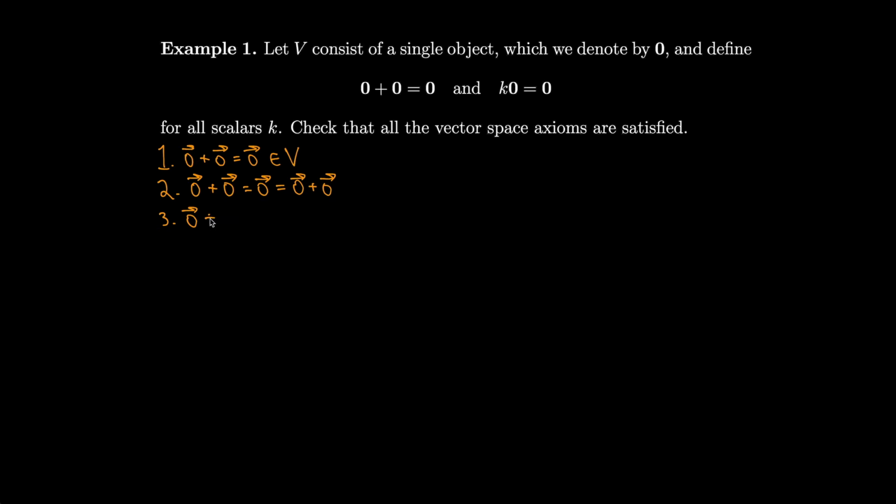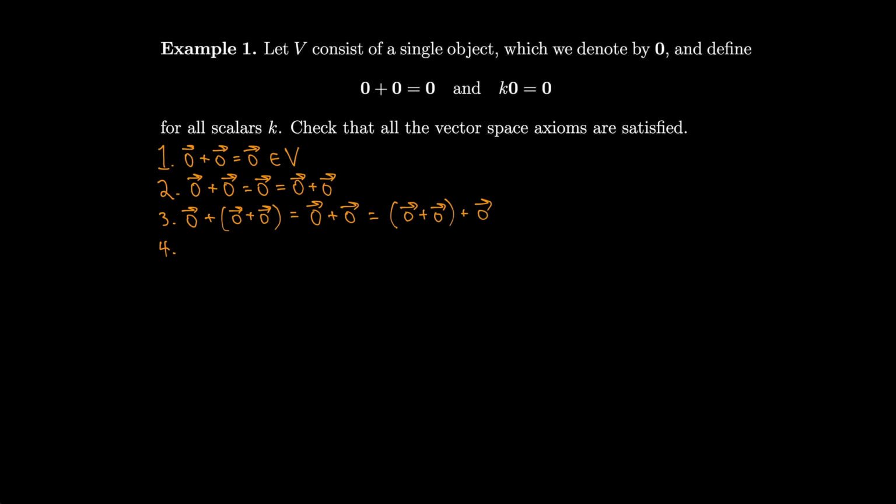So that's 0 plus 0 plus 0 in parentheses. Well, if I add up these guys in parentheses first, I'll just get 0. So that's the same thing as 0 plus 0. But this 0, I could rewrite as 0 plus 0 using our definition. So I could put that in parentheses and keep my other 0. And there we go, I just proved that it's associative.